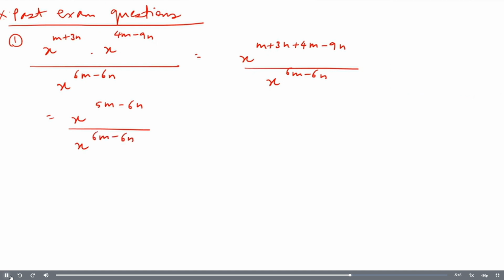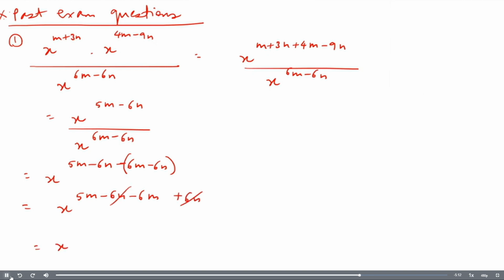Now here also you have a common base, but the only thing is it is there in the denominator. So whatever is there in the denominator as power, you need to take it to the power of the numerator, but you have to reverse the sign. So x to the power 5m minus 6n minus of 6m minus 6n. That means x to the power 5m minus 6n minus 6m plus 6n.